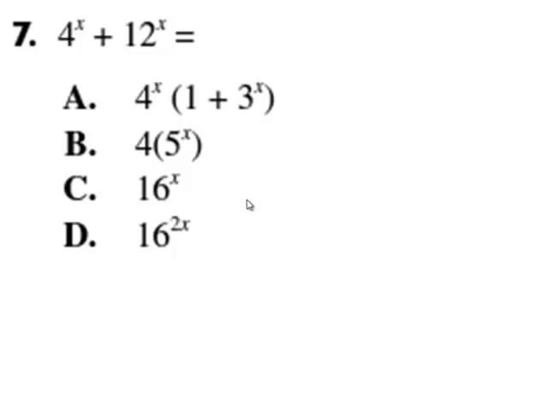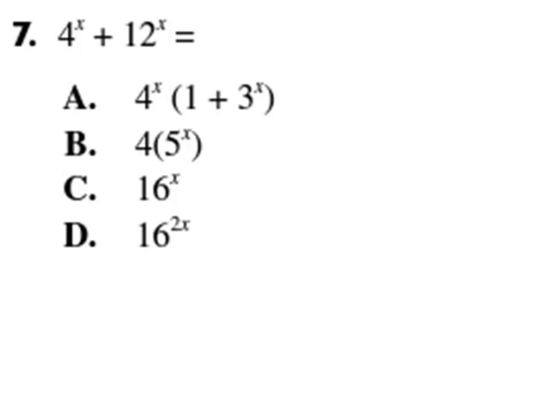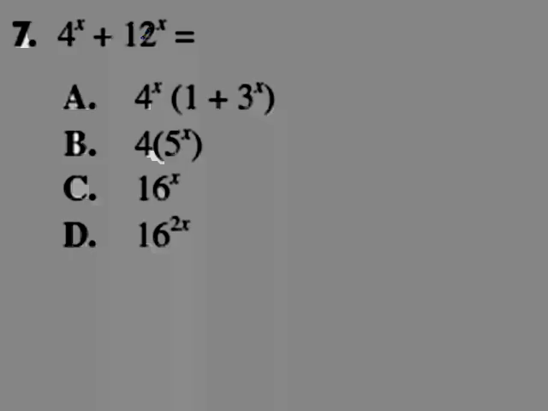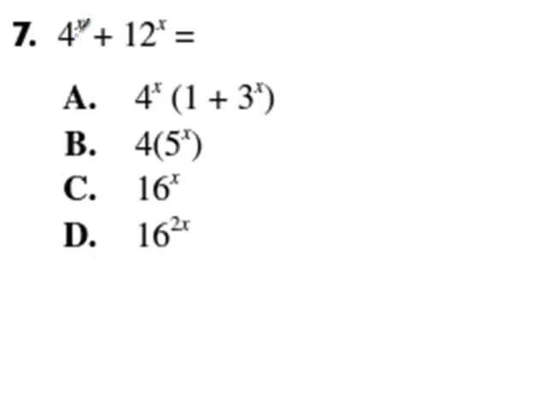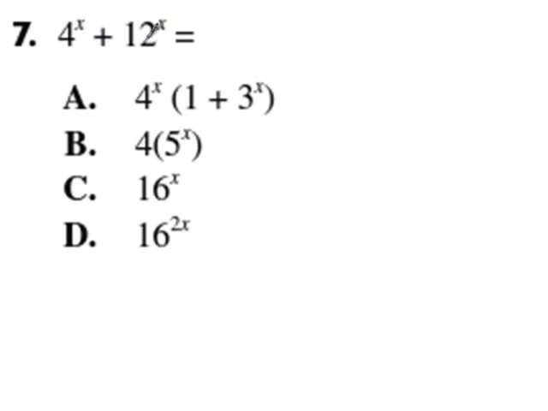We have 4 raised to x plus 12 raised to x equals what? What we have here is the same exponent, but the bases are different. And remember that we can only add exponential numbers when they have the same base and the same exponent, which means that we cannot add 4^x plus 12^x in this form. What we need to do is try if there is a common factor. So what's the common factor between 4 and 12?